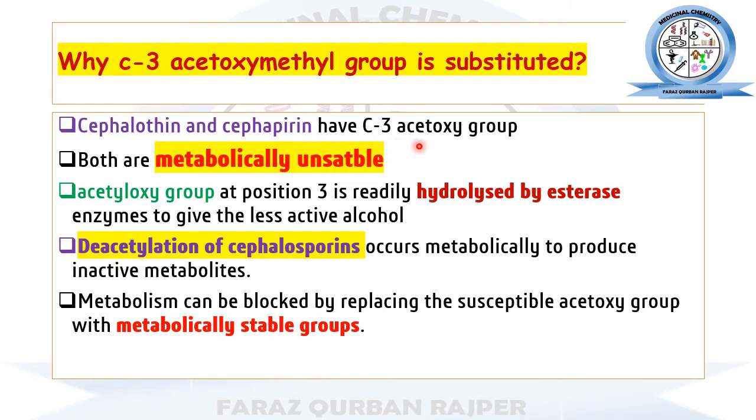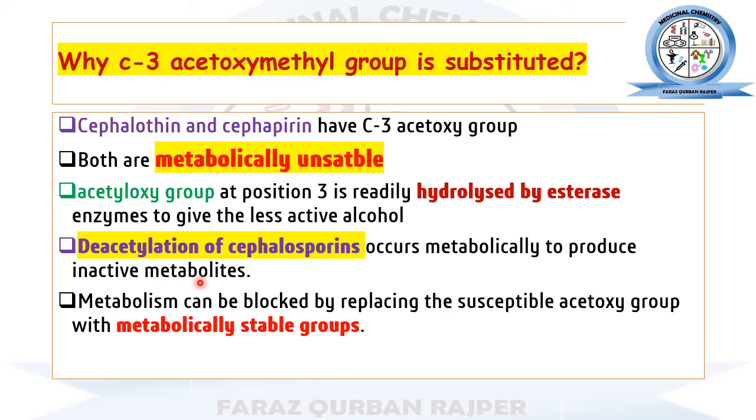This C3 acetoxymethyl group is metabolically unstable because it is highly reactive, and it is rapidly metabolized or hydrolyzed by the esterase enzyme. Due to the hydrolysis, it is converted into the alcohol derivative, which is less active. So they cannot produce their optimum antibacterial activity. This deacetylation of the cephalosporin, the cleavage of the acetoxy functional group by the esterase, converts them into an inactive metabolite.